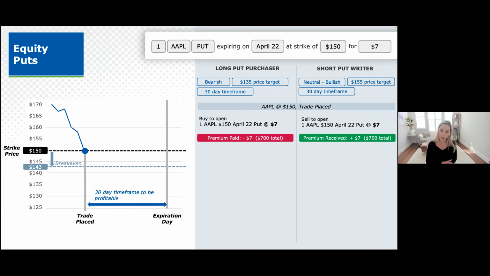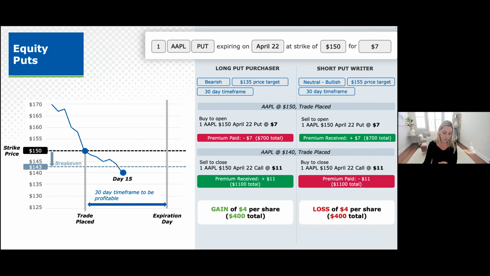The short put writer, in this case, is neutral to bullish. They're okay if Apple stays the same. They're still going to be profitable in that scenario, but they do want Apple to go up because then that's where they're going to realize their max profit, which is the premium that they received of $700 total. And then we'll go through those scenarios as well.